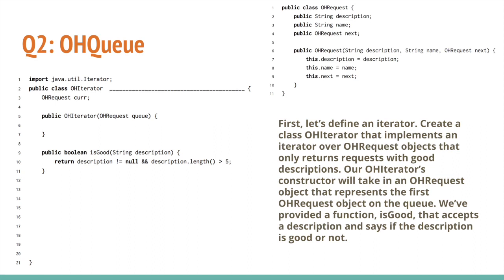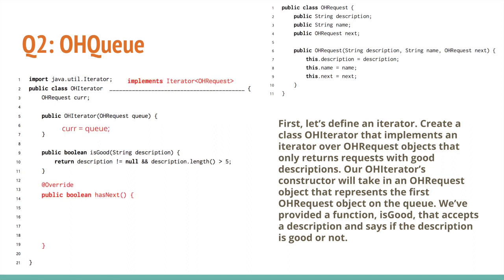So as we mentioned in the warm-up, an iterator class must implement the iterator interface. Since the purpose of iterators is to remember our place in a list or set of elements while iterating, our constructor should initialize cur to the OHRequest object passed in.